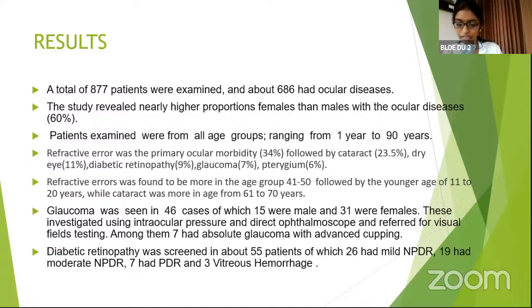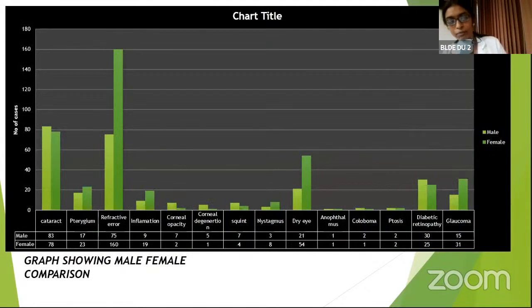Diabetic retinopathy was also screened in about 55 patients, and 26 had mild non-proliferative diabetic retinopathy, 19 had moderate, 7 had proliferative diabetic retinopathy, and 3 had vitreous hemorrhage. This graph shows a comparison between male and female. In most of the diseases, females showed higher prominence, while in cataract there was a slight increase in male predominance.